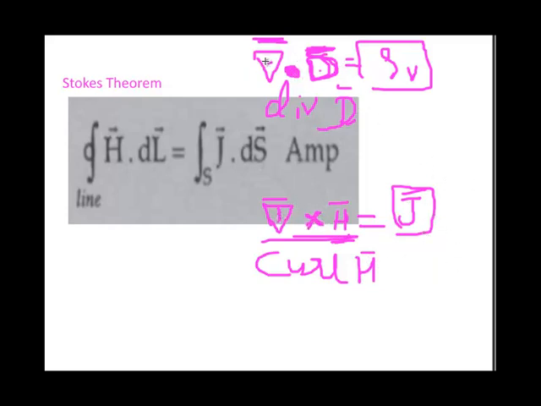Both are the same operator, both are vector differential operator. Here we have used dot product, here you have cross product. If you take dot product, then it will be divergence of D. If you take cross product, then it is curl of H, because here the vector is H. If you take D here, then it will be curl of D. If you take A here, it will be curl of A.